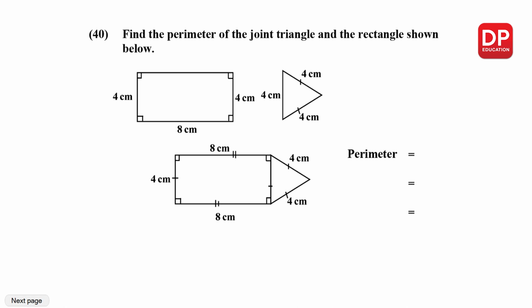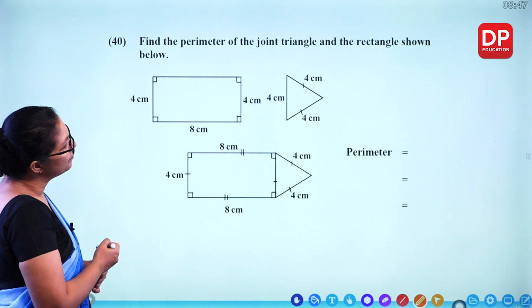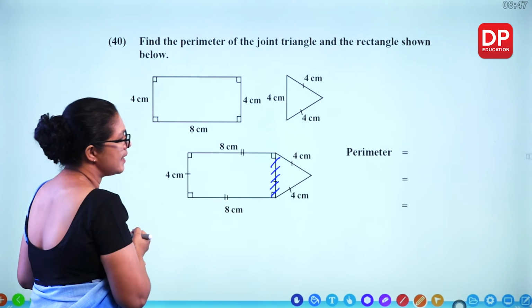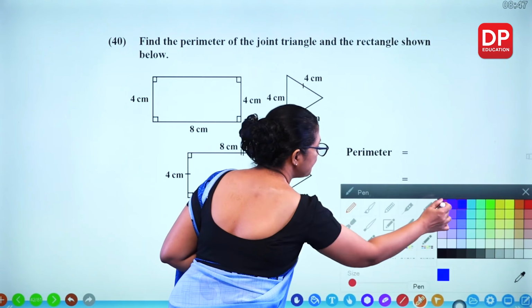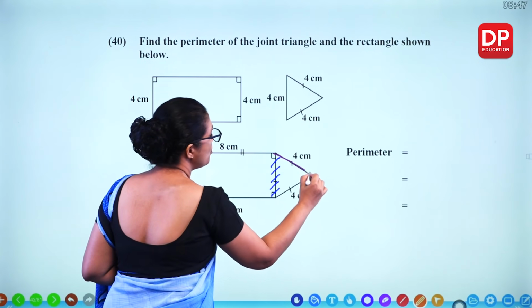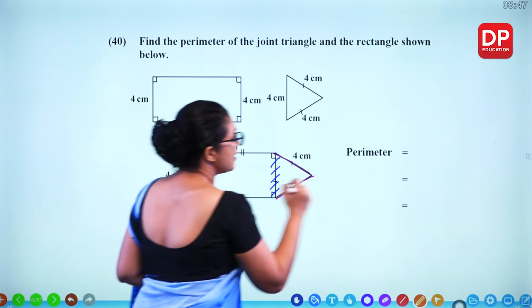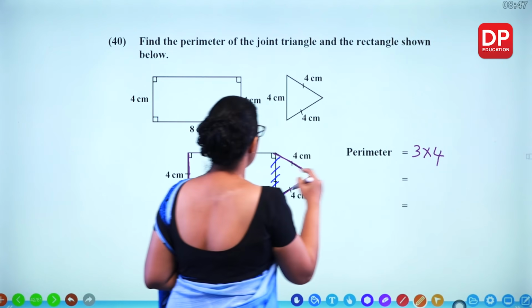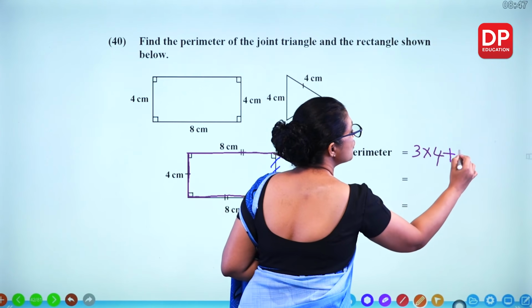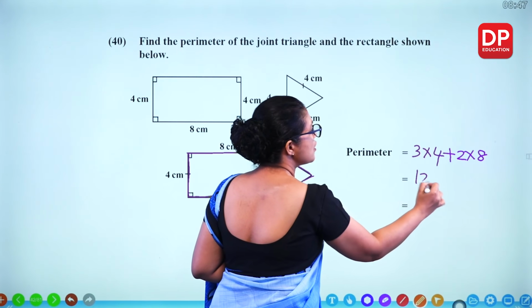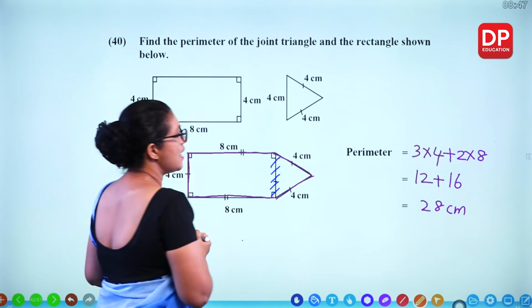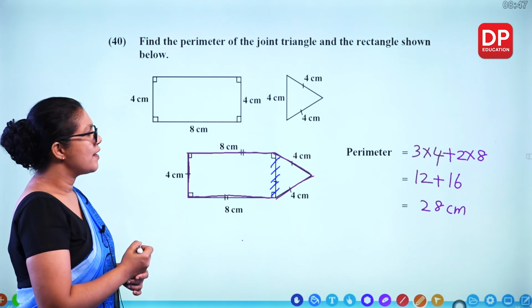Find the perimeter of the joint triangle and the rectangle shown below. So these two sides overlap and this is inside. So you can't take that length. So we'll take outer length. 1, 2, 3. 3 times 4 centimeter lengths. And 8, 1, 2. 2 times 8. 4 times 3, 12, and 16. You get 28 centimeters as the perimeter of the combined figure.